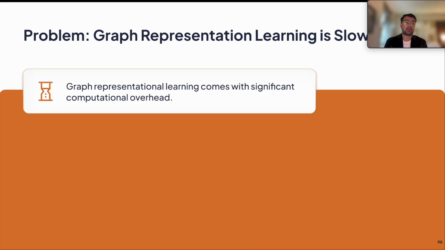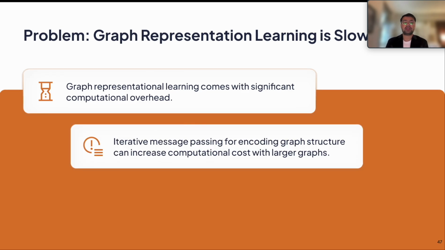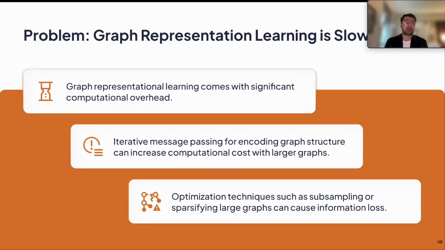However, the problem here is that the use of graph representation learning through graph neural networks is slow, and it comes with significant computational overhead. Because the iterative message passing for encoding graph structure can increase the computational cost with larger graphs. And existing optimization techniques such as subsampling or sparsifying large graphs can cause information loss, which will directly hurt the detector's detection performance.